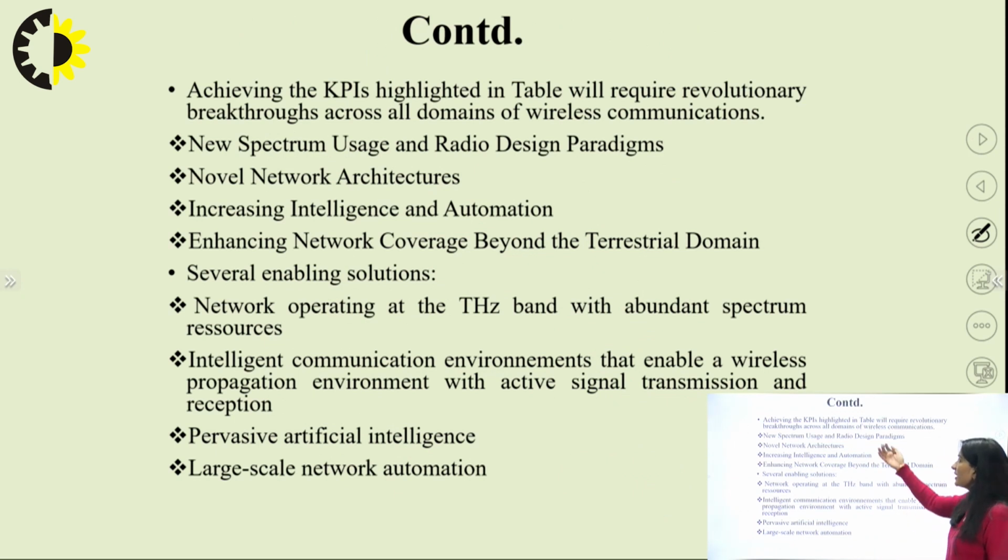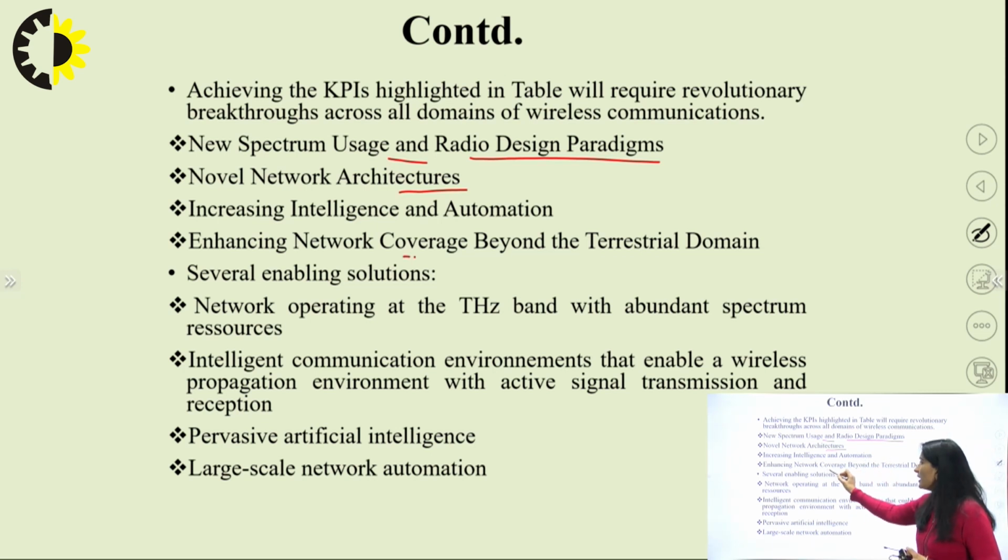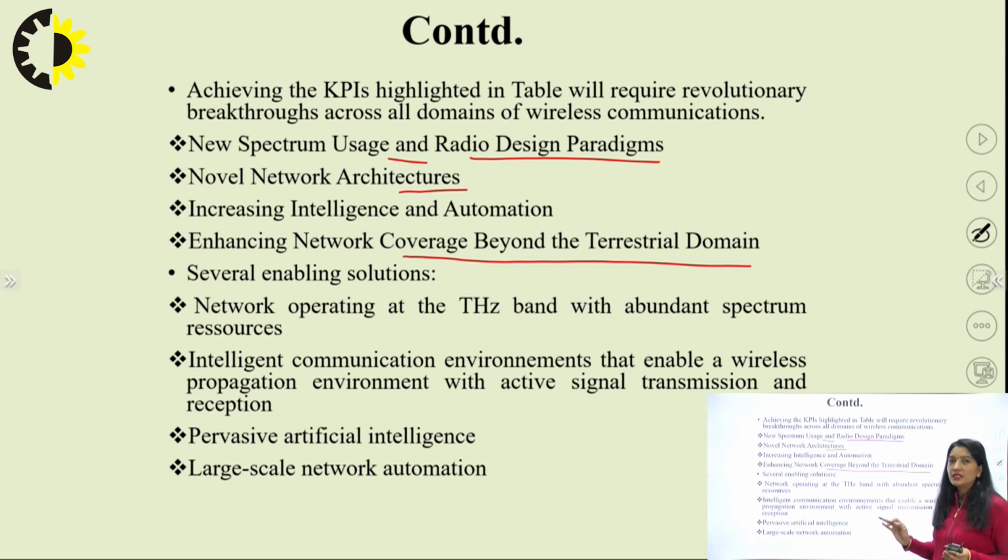So achieving these KPI highlights in the table will require revolutionary breakthroughs in wireless communication and in all domains. So new spectrum usage, radio design paradigm will be required, novel network architecture will be required, increasing intelligence, automation, enhancing network coverage beyond terrestrial domain. Yes, in 5th generation also we are talking about satellite communication. In 6th generation, we will look forward to have more in that area. Several enabling solutions are already there.